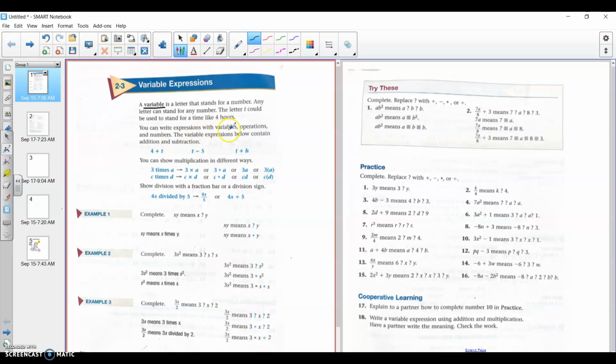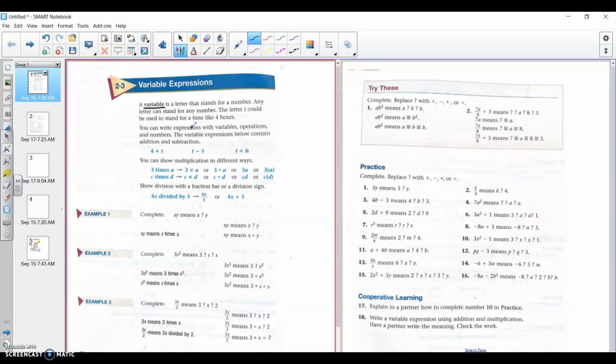You can write expressions with variable operations and numbers. The variable expression below contains addition and subtraction. One of the things we should put in your miscellaneous page is that an expression just has terms. There's no equal sign in there. So the big thing to remember is when you see 4 plus t or t minus 5, t plus h, and you don't see an equal sign, that is an expression. That's why they use the word expressions.